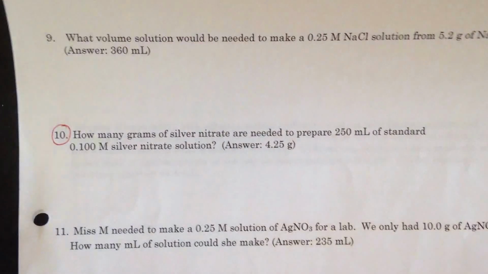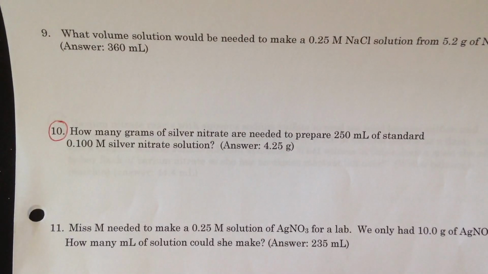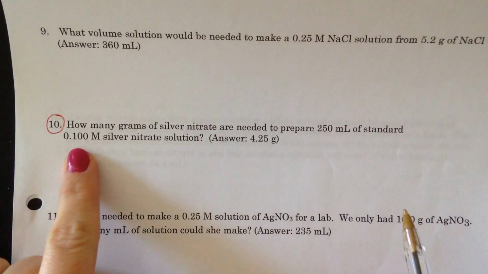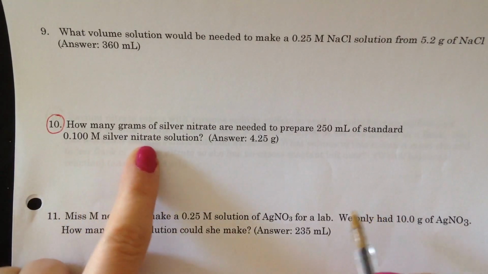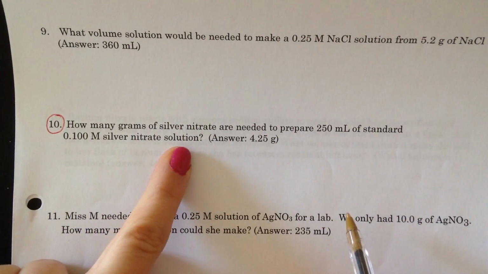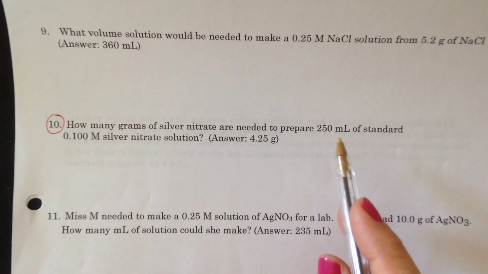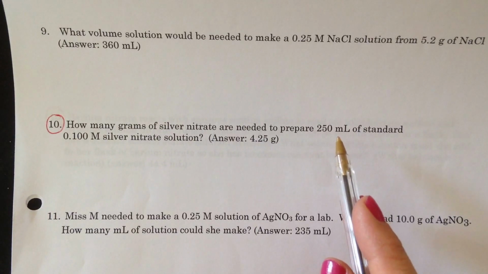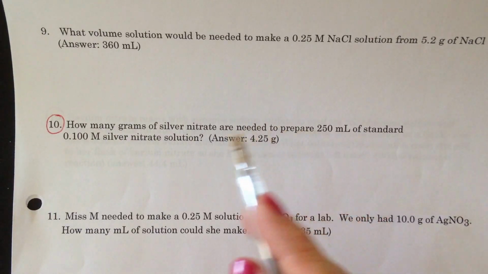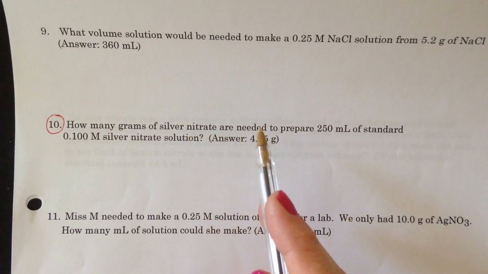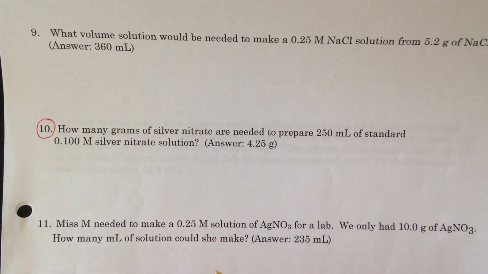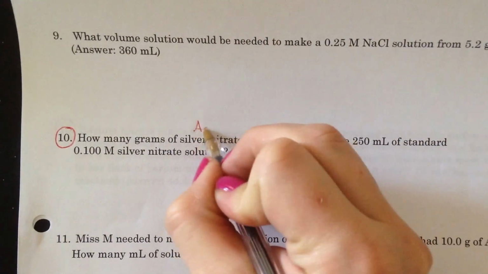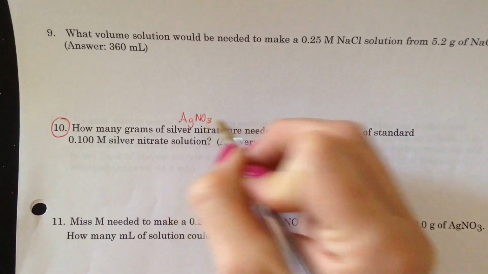So number 10, we are trying to prepare a 0.1 molar silver nitrate solution, but we only need 250 milliliters of it, so we're not going to make a whole liter, just 250 milliliters. So we want to figure out how many grams of silver nitrate we need. If you remember, silver nitrate is AgNO3.